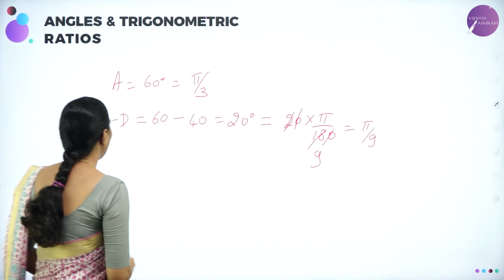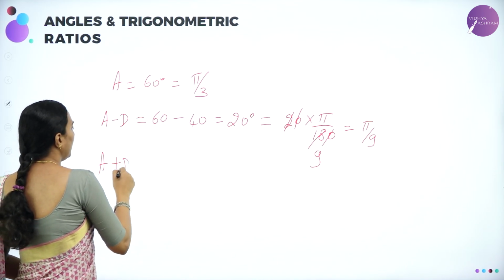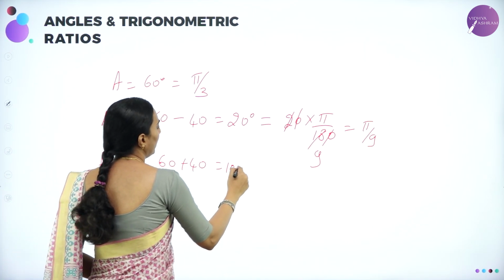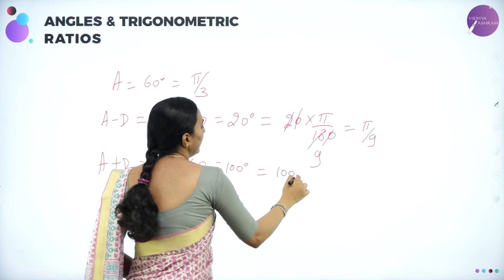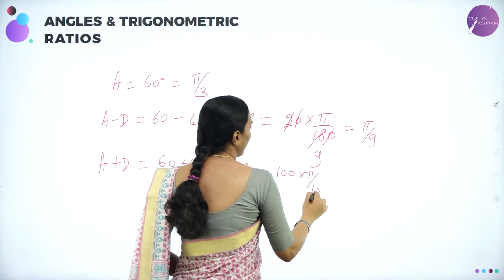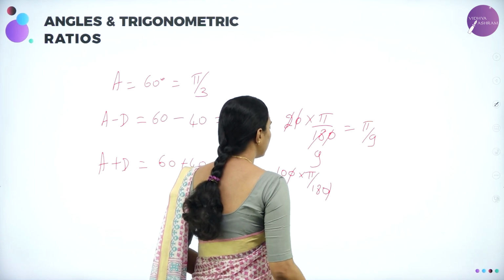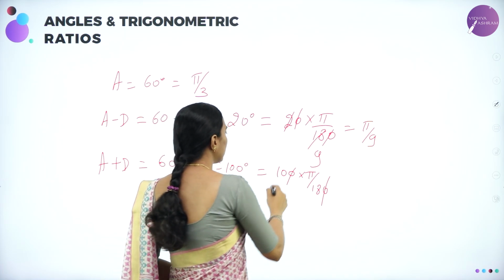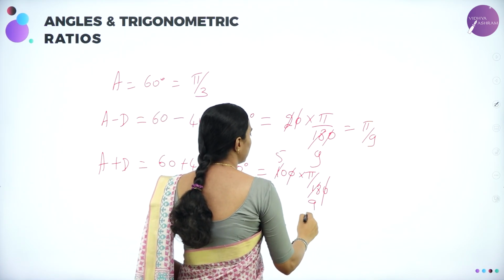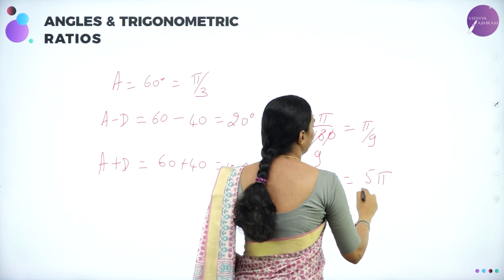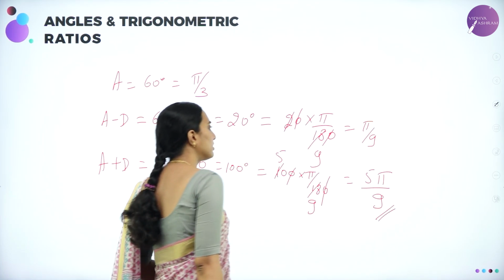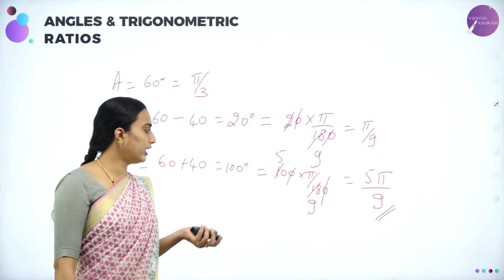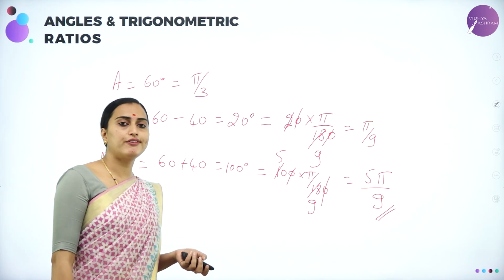Correct? Next you are going to have A plus D. A plus D is equal to 60 plus 40, which will be equal to 100 degree. 100 into pi by 180. So the zeros will get cancelled. You are going to have 2 5s are 10, 2 9s are 18. Therefore 5 pi by 9. That's it, dears. So respectively, A is pi by 3, A minus D is pi by 9 and A plus D is 5 pi by 9.